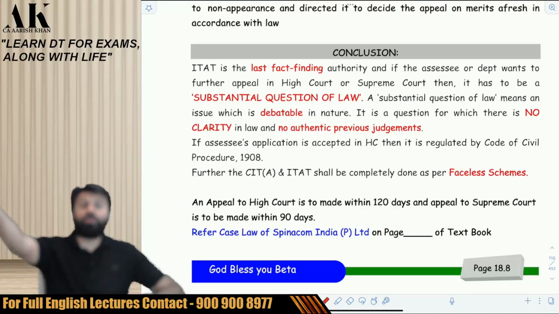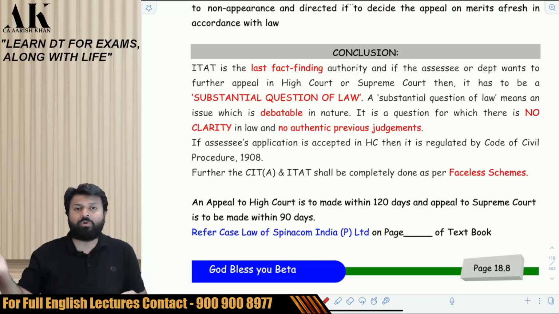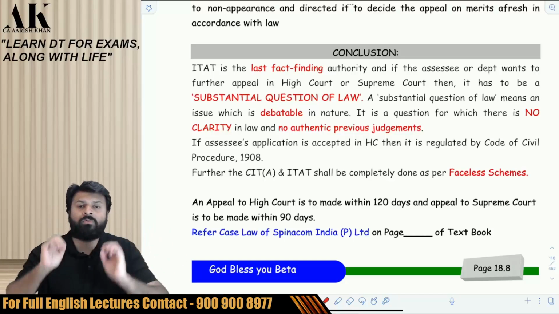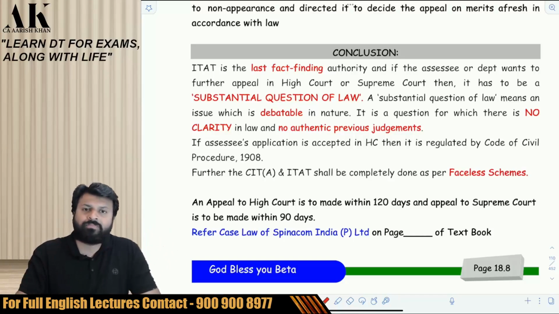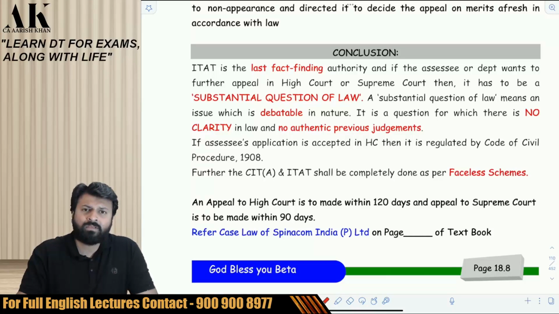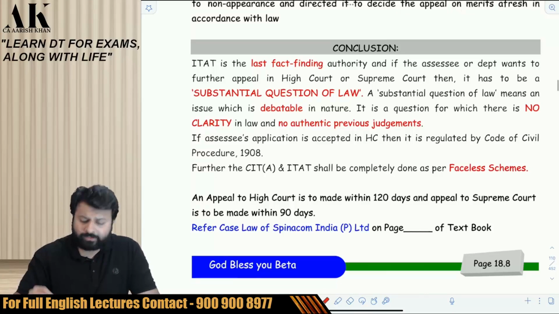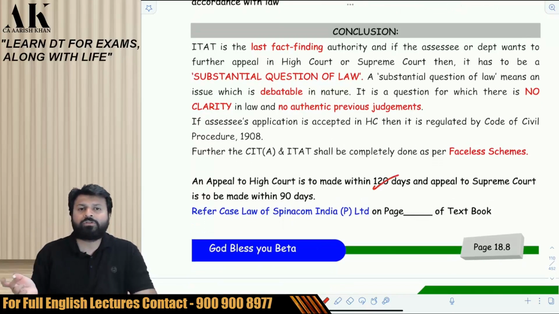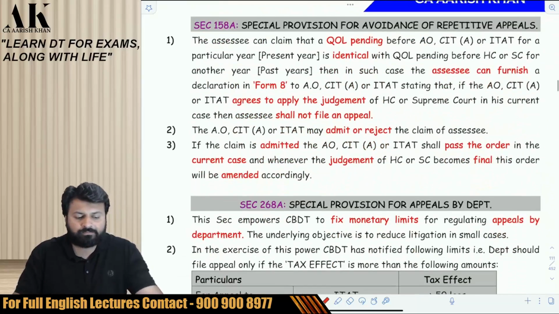Now, if you want to go beyond this, that is, if you want to appeal in the High Court or Supreme Court, your matter has to be a question of law. It cannot be a question of fact. A question of fact cannot be appealed to a High Court or Supreme Court under the income tax law. So if there is a question of law, you can go to the High Court. And what is the time limit to go to the High Court? 120 days. If you lose the case over there, you can go to the Supreme Court. What is the time limit to go to the Supreme Court? 90 days. Okay. I hope it is clear to all of you.